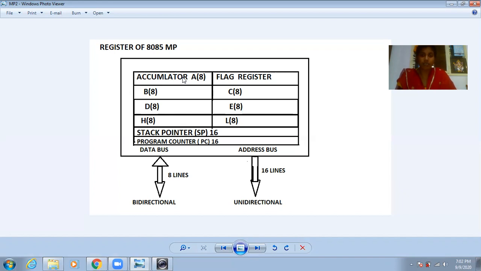And next, the flag value can be either 0 or 1. So 1 means set and 0 means reset. So this is the definition of our flag register. We'll be seeing it in depth in the next concept.